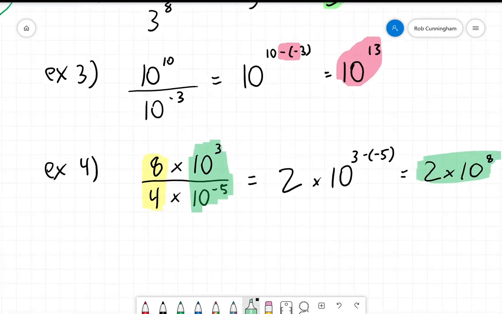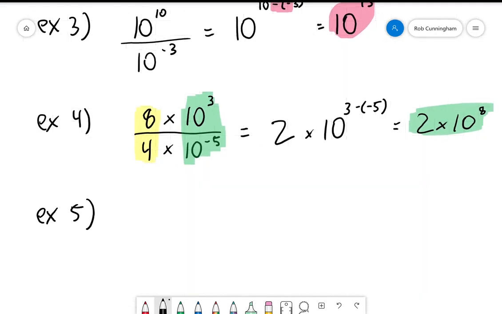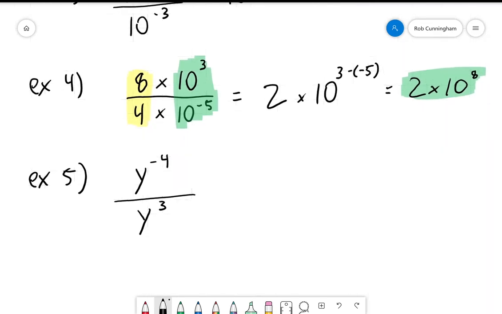I'm going to do one more. Let's say y to the negative 4th divided by y to the 3rd. Okay, well, that's going to give us y to the negative 4 minus 3. If I'm starting at negative 4 and I go down another 3, that's negative 5, negative 6, negative 7. So y to the negative 7th power.